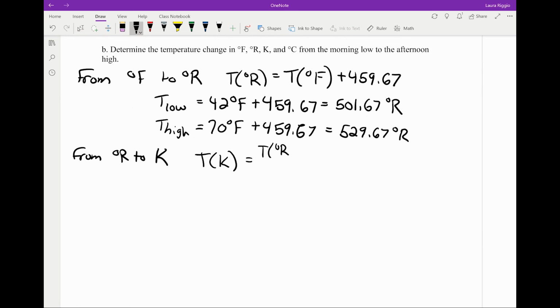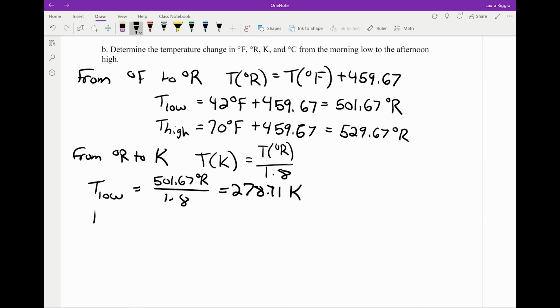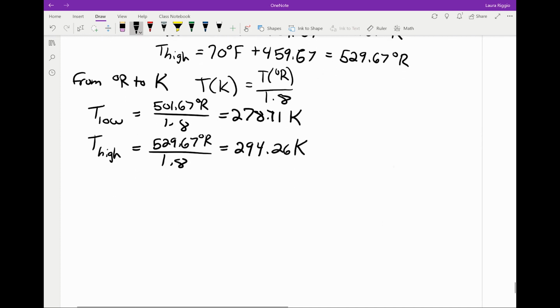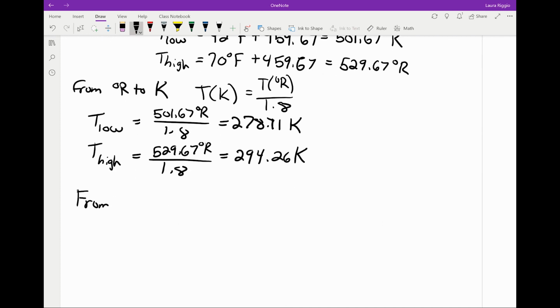So now I can go from degrees Rankine to Kelvin, where my temperature in Kelvin is equal to my temperature in degrees Rankine divided by 1.8. So my low is going to be 501.67 divided by 1.8, which is 278.71. And my high is going to be 529.67 degrees Rankine divided by 1.8, which is 294.26 Kelvin.